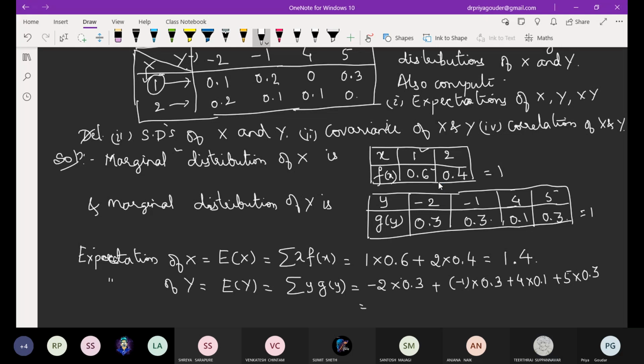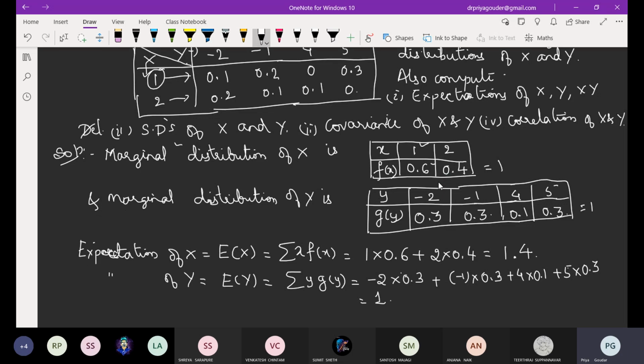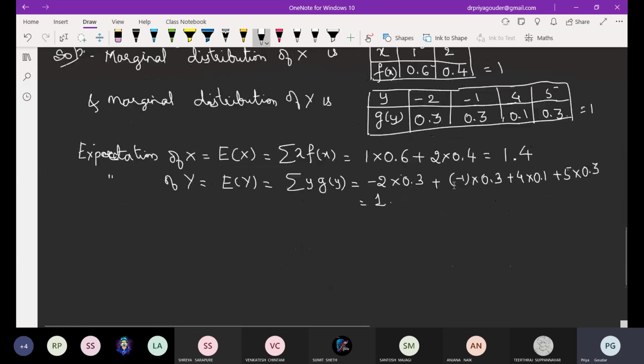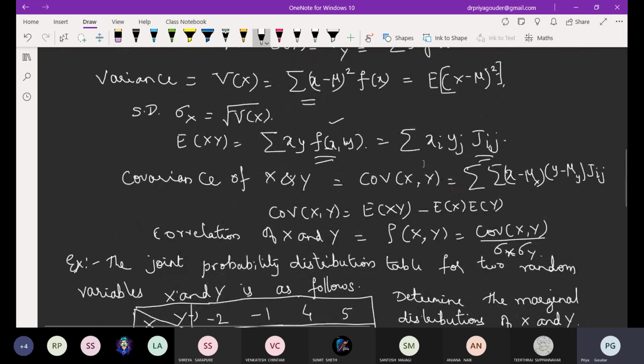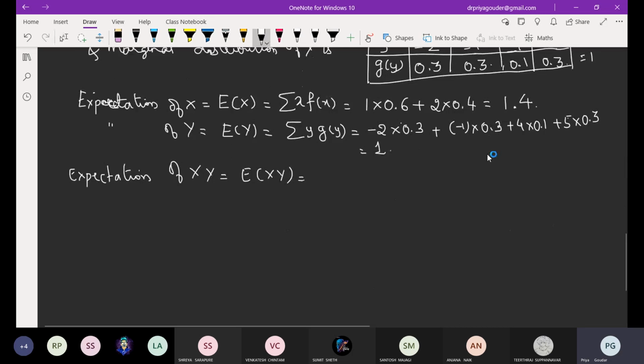0.31. Answer is 1. Yes, correct. Yeah, this is the expectation of y. What is the next part? Expectation of xy. Means how is it denoted? E of xy. Now, how is expectation of xy given? See the definition. It is summation of xi, yj, fij. Am I right? Summation of xi, yj, fij.